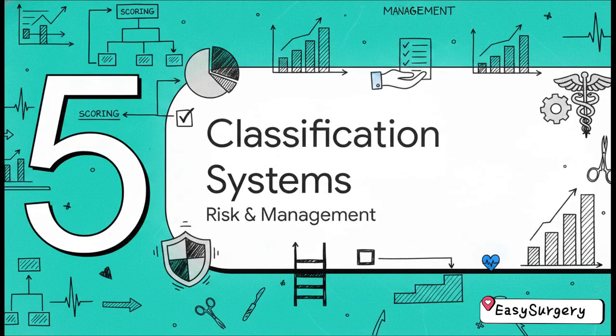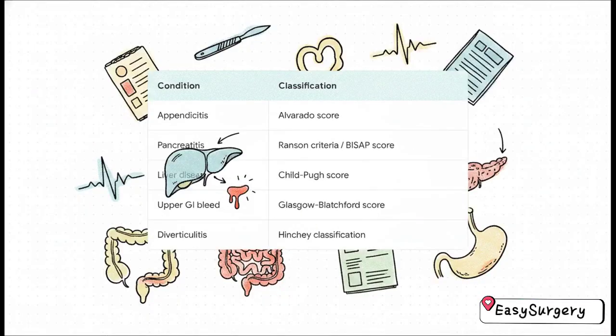Section 5. Key classification systems. Examiners absolutely love these because they prove you actually know how to stratify risk and guide real clinical management. Let's rapidly link the condition to its scoring tool. Appendicitis gets the Alvarado score. Assessing pancreatitis severity, you're using the Ransom criteria, or the BISAP score. Child-Pugh is your absolute baseline for categorizing liver disease severity, while the Glasgow-Blatchford score predicts the risk level of an upper GI bleed. And when you're looking at a CT scan trying to gauge diverticulitis severity to decide between antibiotics or surgery, you'll use the Hinchey classification.